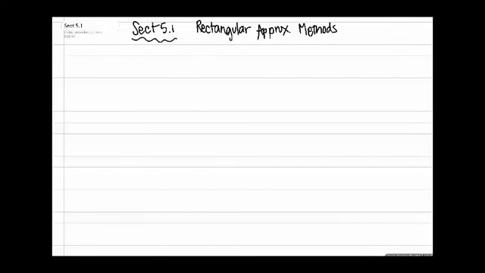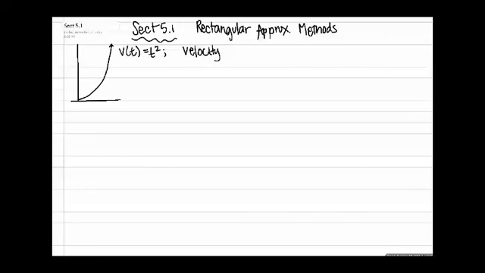Okay, so for this section in Chapter 5, our new chapter, I'm going to do a quick little review on rectangular approximation methods. So first of all, let's just talk a little bit about area under the curve. Let's say we have a train that is traveling along the path modeled by this function v of t equals t squared, where this represents the velocity of the train traveling along. The area under this curve, all of this would represent the total distance traveled.